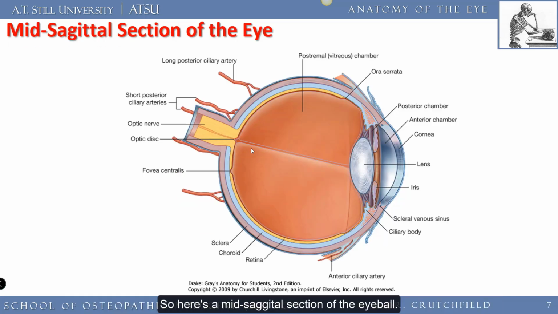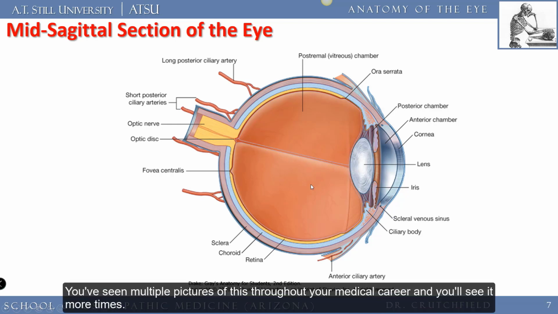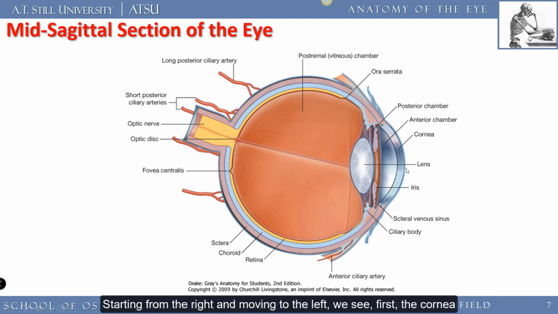So here's a mid-sagittal section of the eyeball. You should be able to sketch this out briefly so that you can clearly understand the different layers of the eye. You've seen multiple pictures of this throughout your medical career, and you'll see it more times. Starting from the right and moving to the left, we see first the cornea.